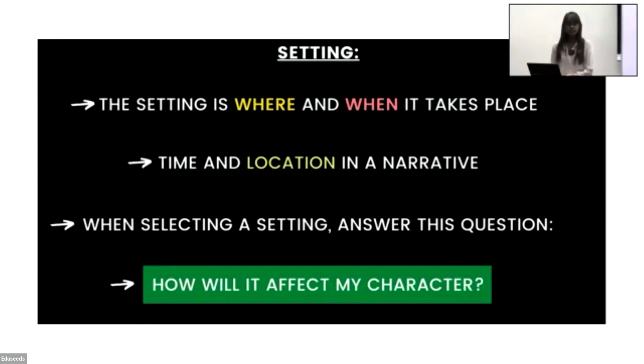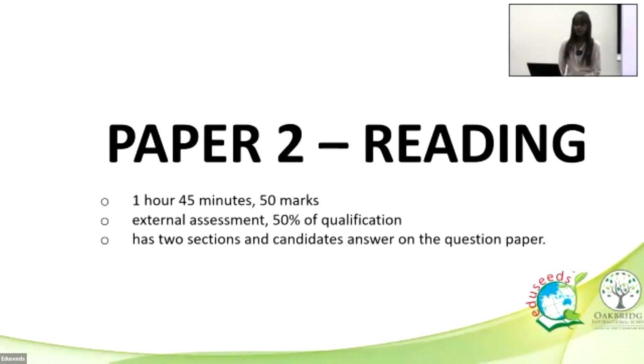So that is all for Paper 1 composition. We have covered Paper 1. Moving on to Paper 2. Paper 2 is a reading paper. It is 1 hour 45 minutes, and it has 2 sections. So we will start off with Section 1 first.